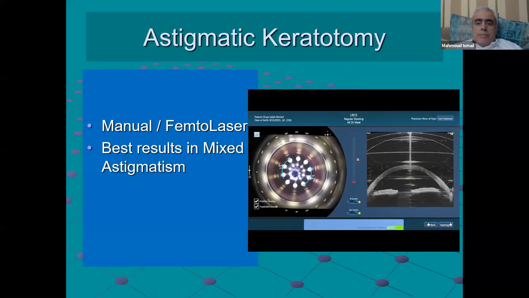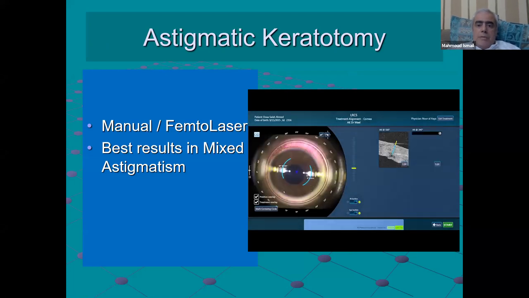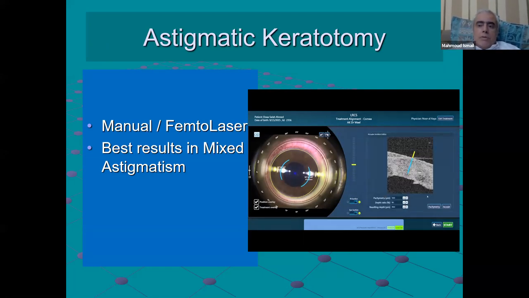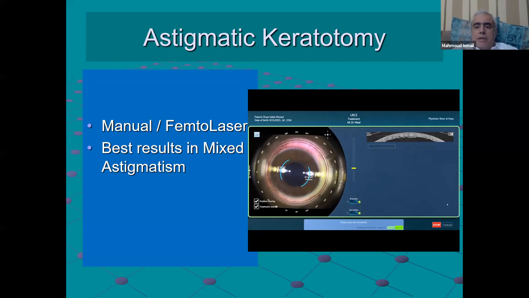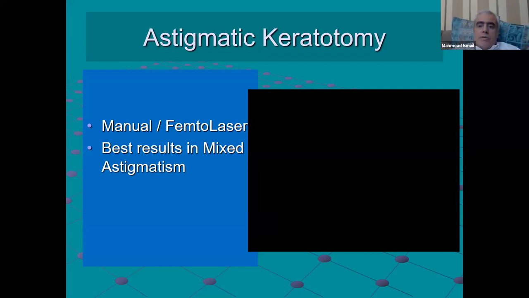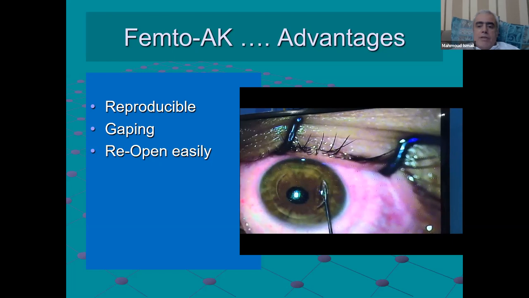Also, astigmatic keratotomy. You can do it manually or by the femtosecond laser. The best results to achieve post-PKP astigmatic keratotomy are in cases of mixed astigmatism, where you have a component of hyperopia and the rest in the opposite meridian of high astigmatic error. Of course, when you do it by the femtosecond laser, you can indulge yourself by making the anterior segment OCT live, and you know exactly up to when you can go deep. It's easy, reproducible, very nicely centered, and most of all, you have the biggest gapping that you want. You cannot have a gapping of the incision like this if you do it manually.